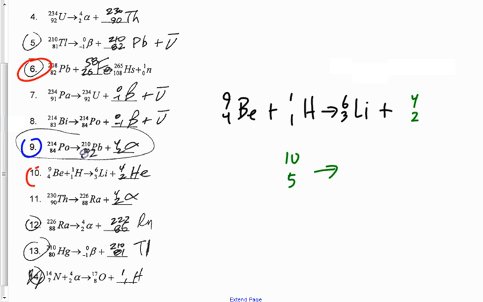What's that going to be? 4,2 helium. Could you say 4,2 alpha? Sure, it's the same thing, right? 4,2 alpha, 4,2 helium, exactly the same thing. Yep.